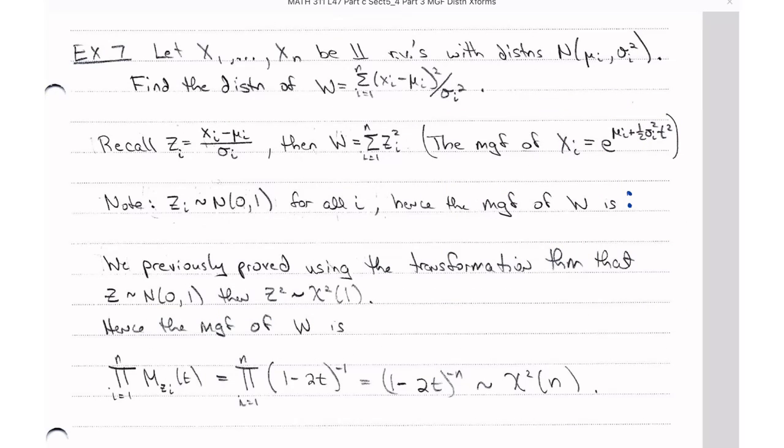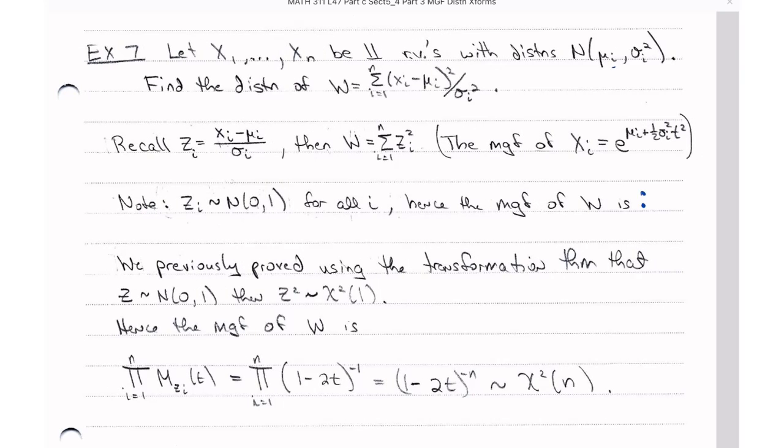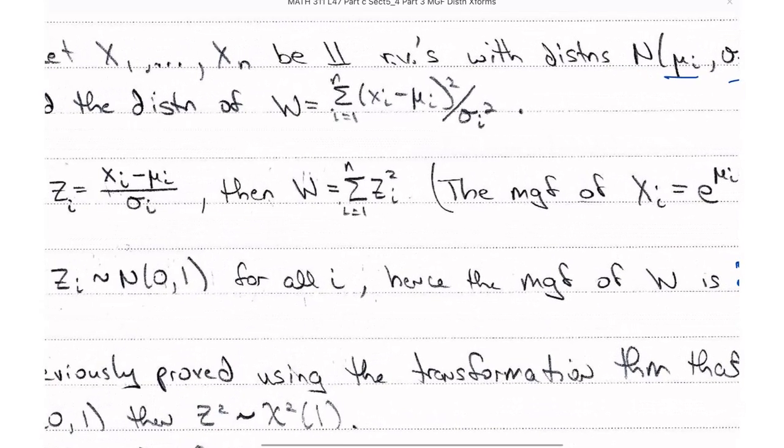Now let's look at example 7. We're going to let X1, X2 up to Xn be independent random variables with marginal distributions that are normal, with mu i as the mean and sigma i squared as the variance of each individual random variable. And we want to find the distribution of the sum of (Xi minus mu i) squared divided by sigma i squared.